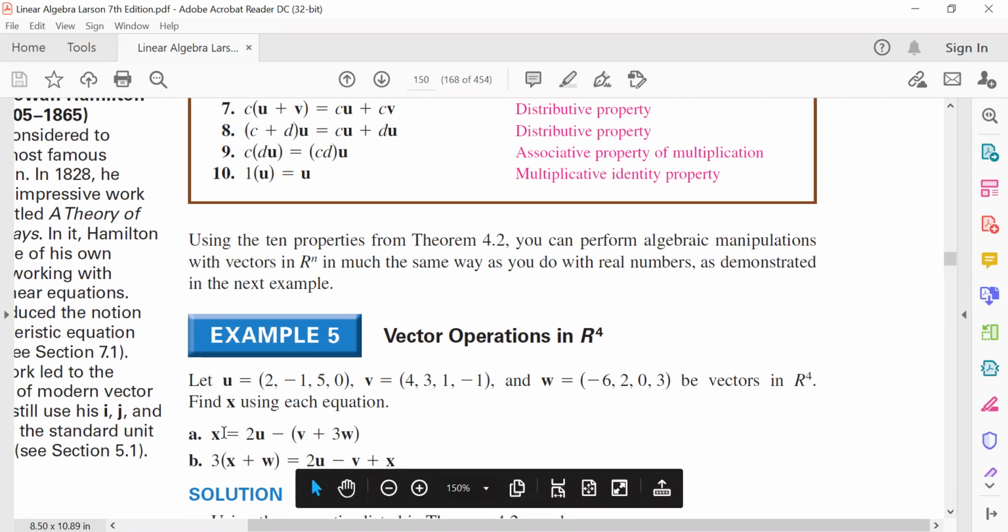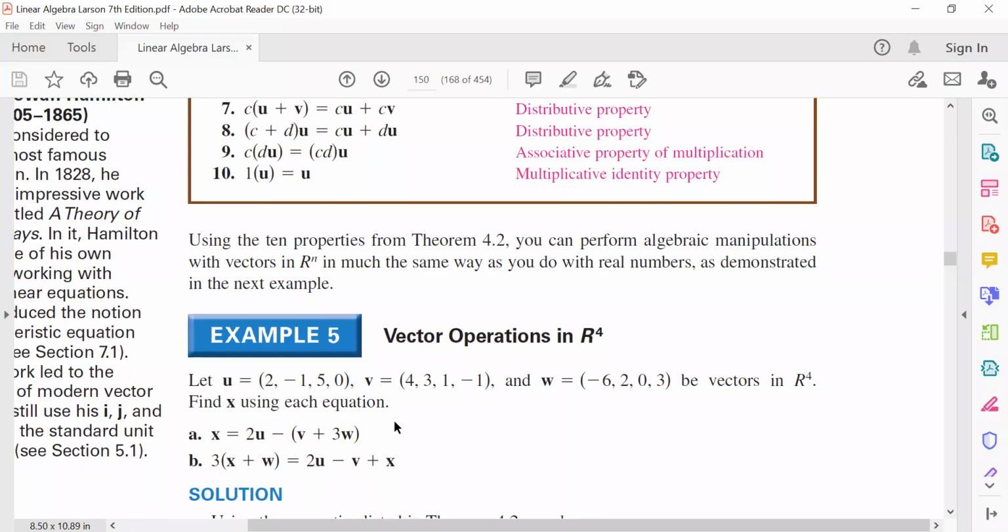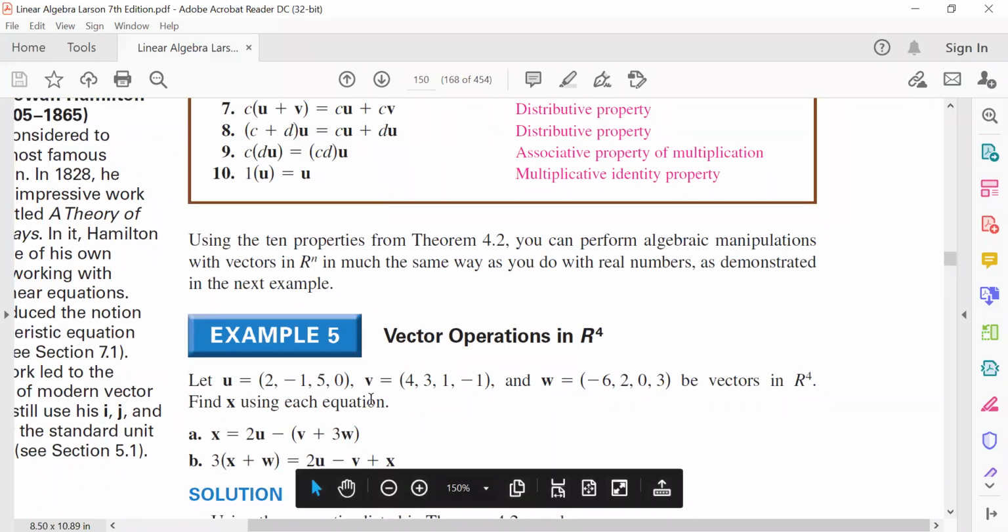Once we found this new vector X, now take 3 times X plus W. Sorry, I read it wrong. A and B are independent of each other. So here we want to find X by just doing these operations. Here we want to find X by also doing these operations and just solving for X.